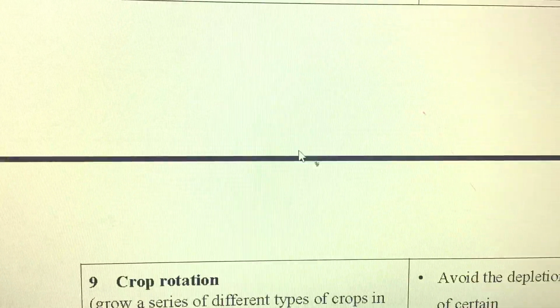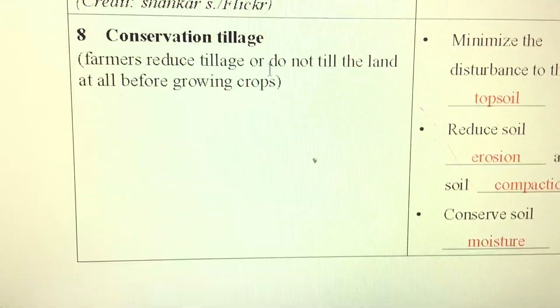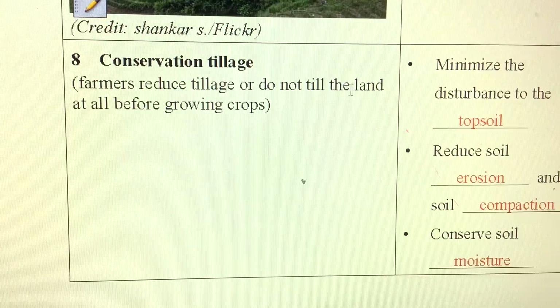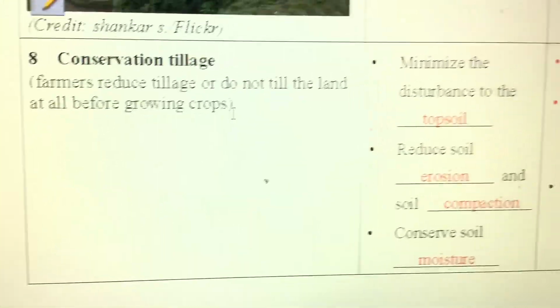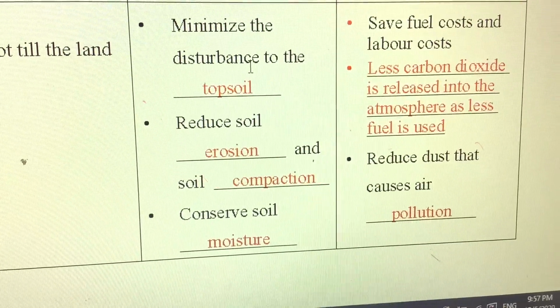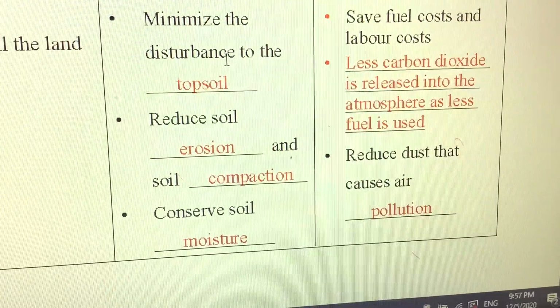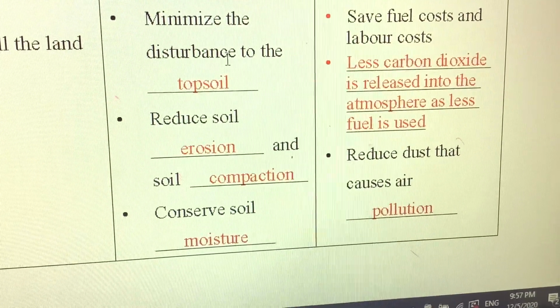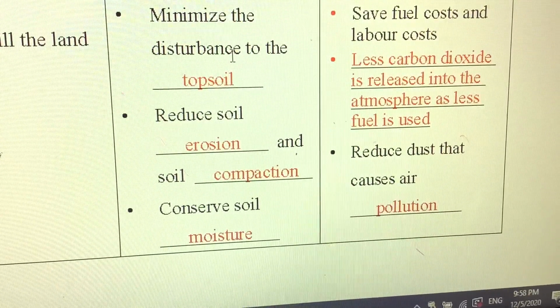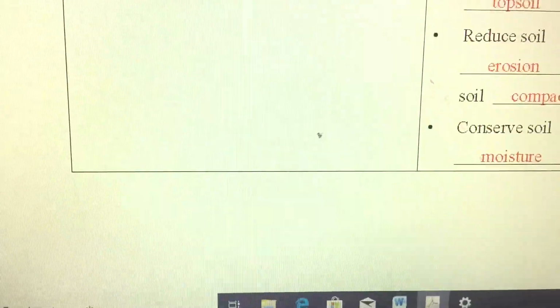Conservation tillage. What is conservation tillage? I haven't shown you. Reduce the tillage and not till the land at all before growing crops. Intensive tillage is talking about how we are going to dig and overturn the soil. So this one is also one of the problems.